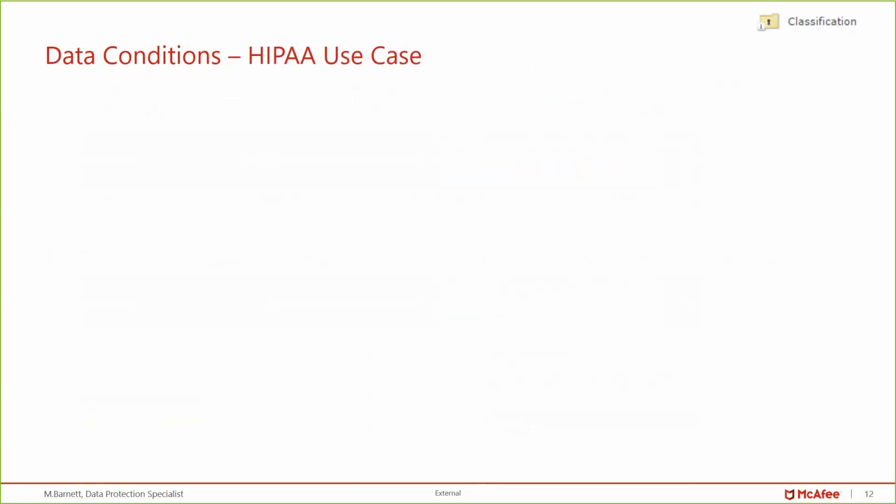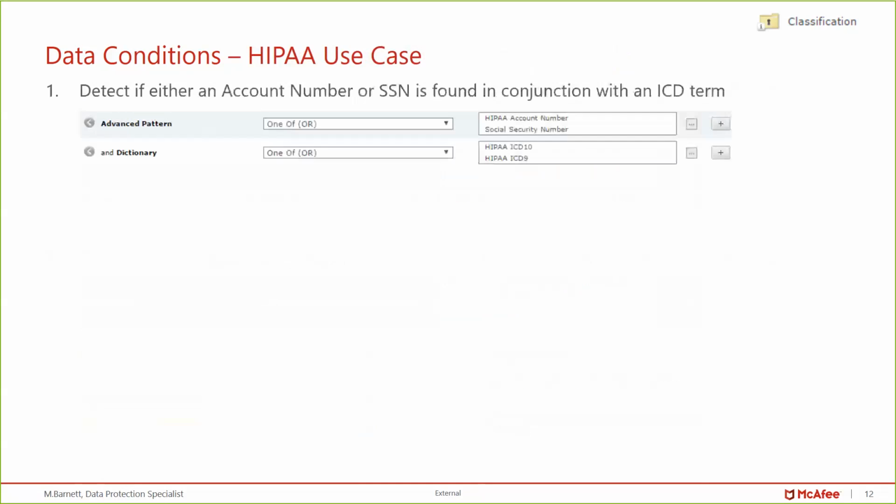Another example, so if you're protecting healthcare information, just showing how we can AND and OR things together. You'll notice that in this first example, if we have either an account number or a Social Security number, and we have some term matching from either of the 2 dictionaries I've defined, then we'll have a match. So maybe we're using different types of numbers at the same time.